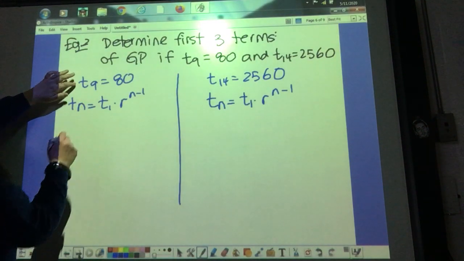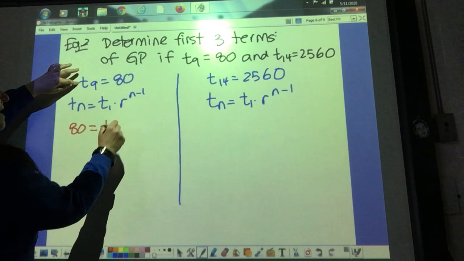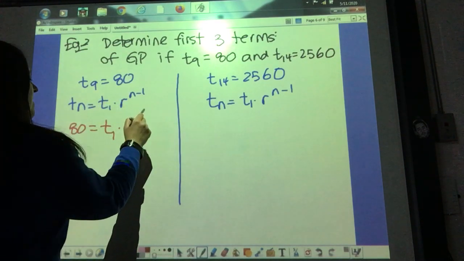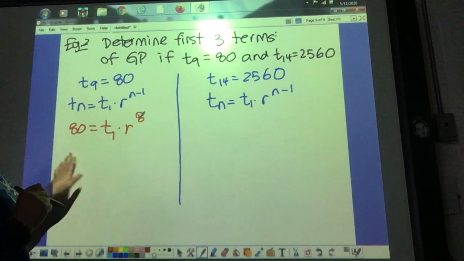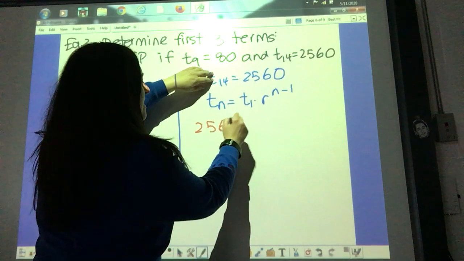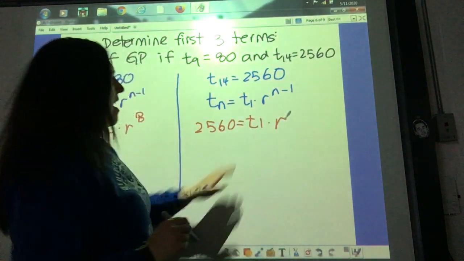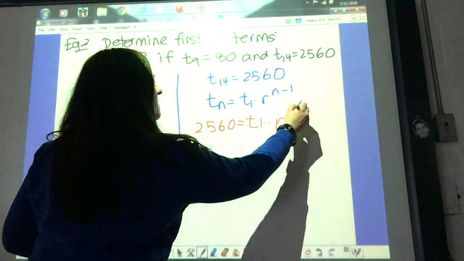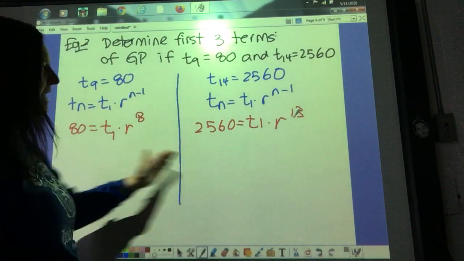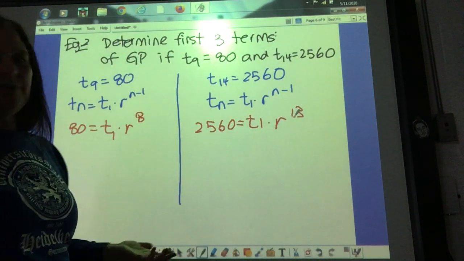So for T9, I know that the 9th term is 80. I don't know what T1 is. I don't know what r is, but I know that n is 9, so 9 minus 1 is 8. Okay, and then on this side, the 14th term is 2,560. I do not know what T1 is. I do not know r, but I know n is 14, so 14 minus 1 is 13. Okay, very similar to that last question. Didn't really get us anywhere. We still don't know our r value. We still don't know T1. What do we do next?